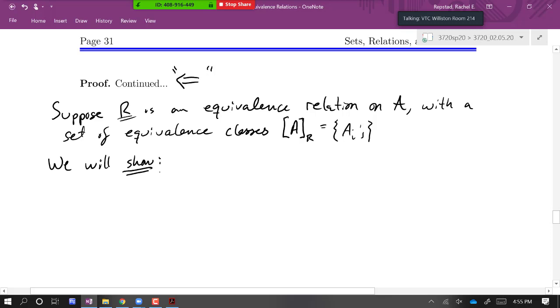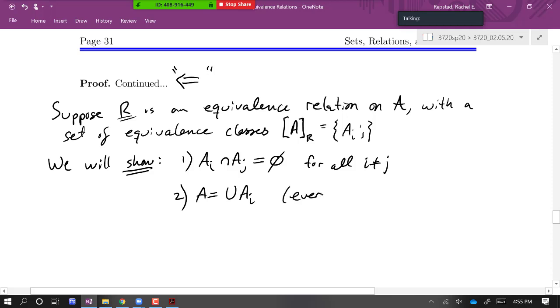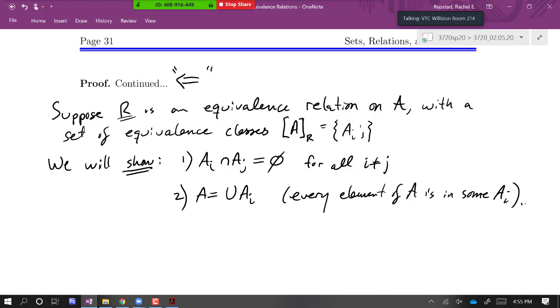we have to show two things. We have to show that they're non-overlapping, so that the intersection of two distinct A sub i's is empty. And that every element of A is accounted for, so A is the union of these A sub i's. But we get to use the fact that R is an equivalence relation. So what we get to use for free is that R is reflexive, symmetric, and transitive.